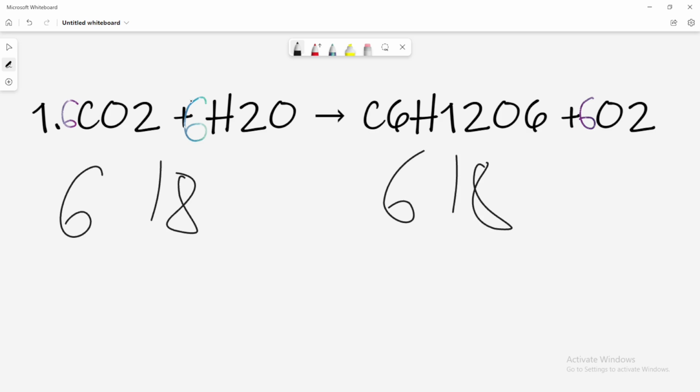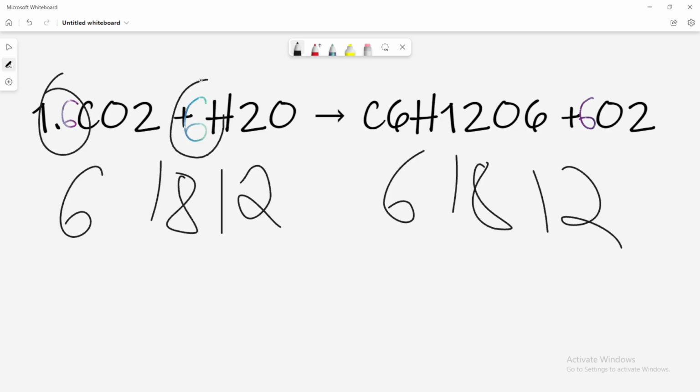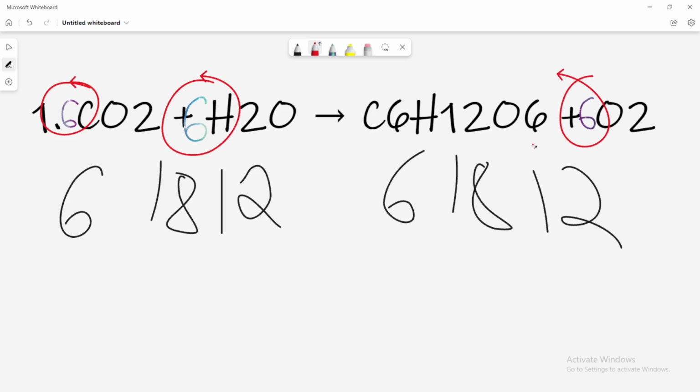Next, we got the H2 times 6, of course. That equates to 12. And we got H12. So that's balanced. And that's all. So this whole equation, the answer is 6, 6, and then 6. 2 6s on the left side, and then 1 6 on the right side. On to the next equation.